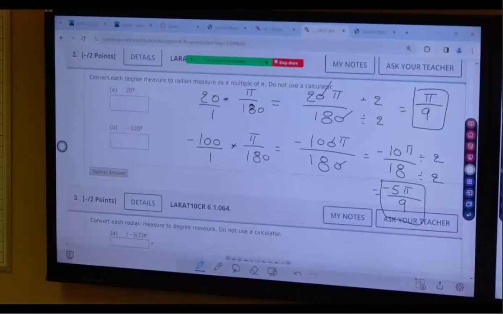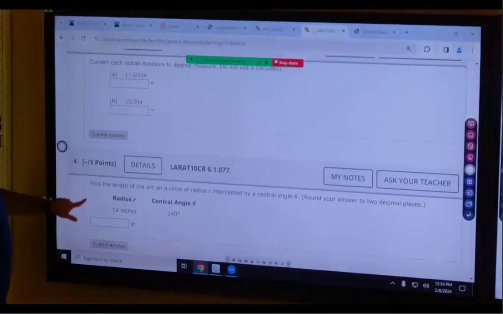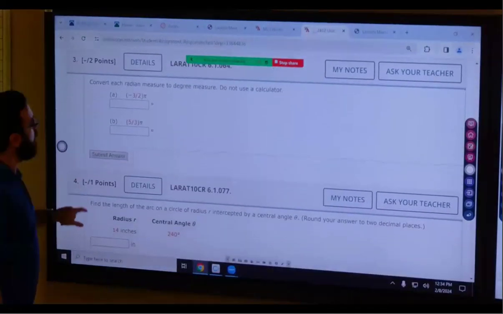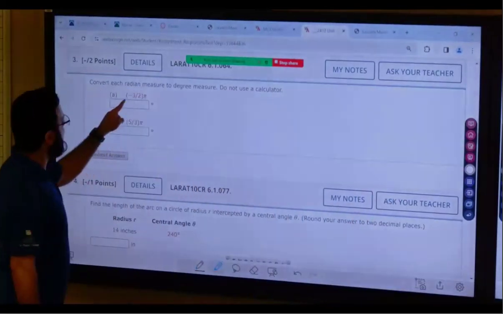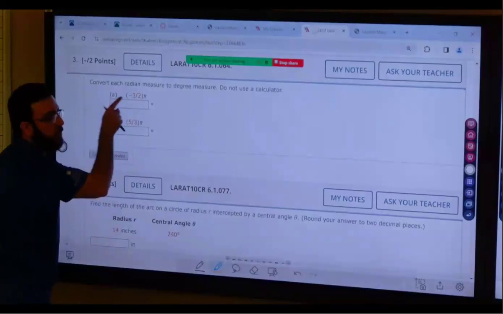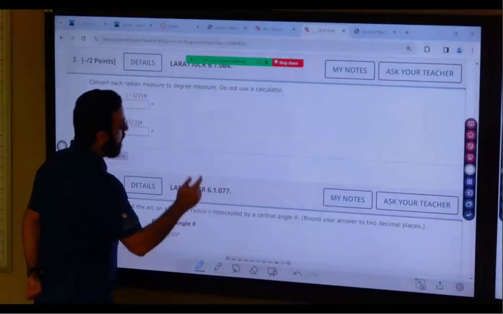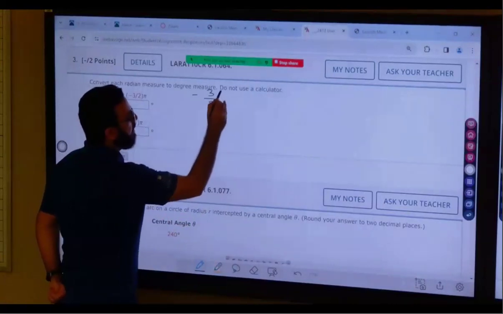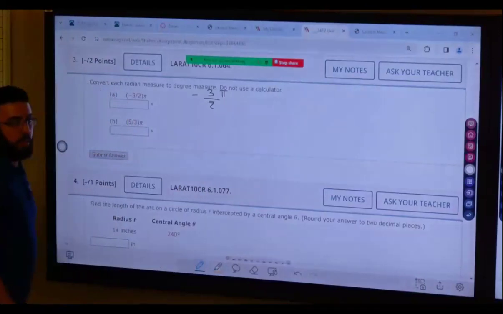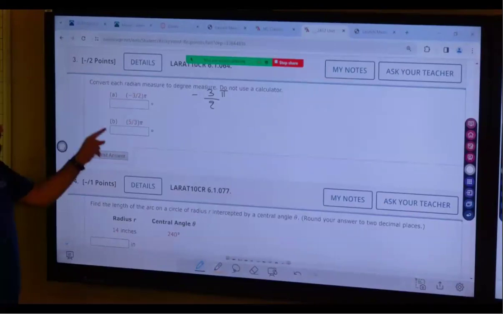Okay, let's go to the next one. We're going to do the opposite thing. We're going to convert from radian mode to the degree mode. So negative 3 over 2 pi. Don't confuse yourself here. It's a fraction with the pi. So it's the same thing, negative 3 over 2, and here's the pi. It's radian to degree though, right? Yes, we're going to convert it from radian to the degree mode.